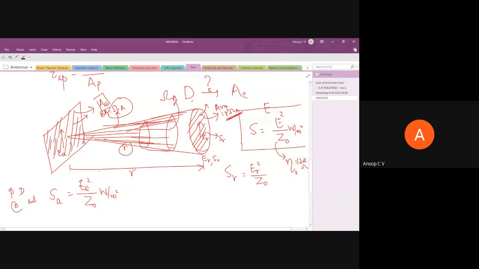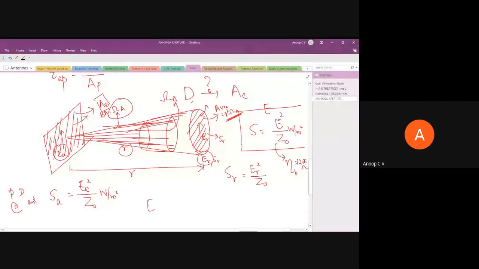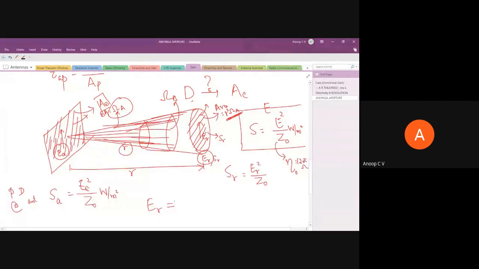Now this EA is the field intensity here and ER is the field intensity at a distance R. So please keep in mind, if at the source the field intensity is EA, this ER will be proportional to 1 by R.